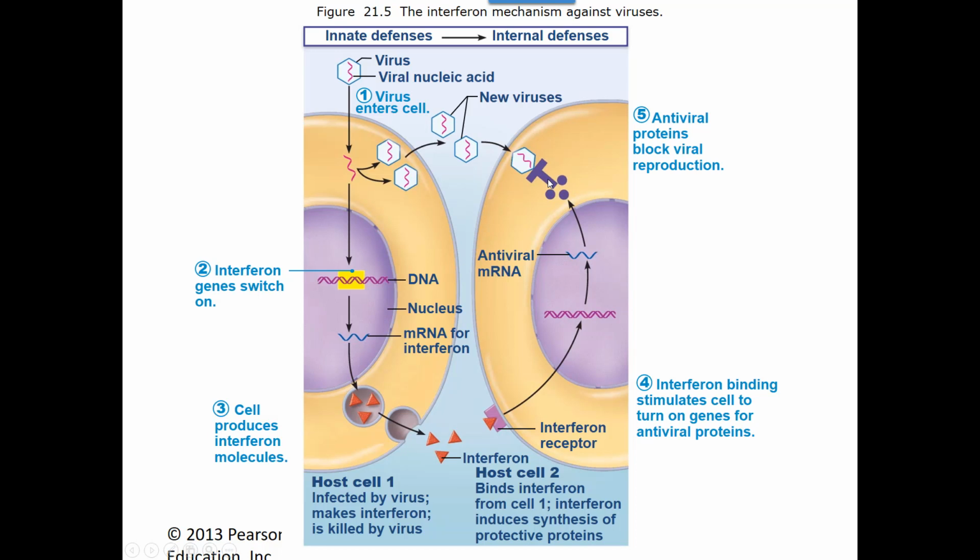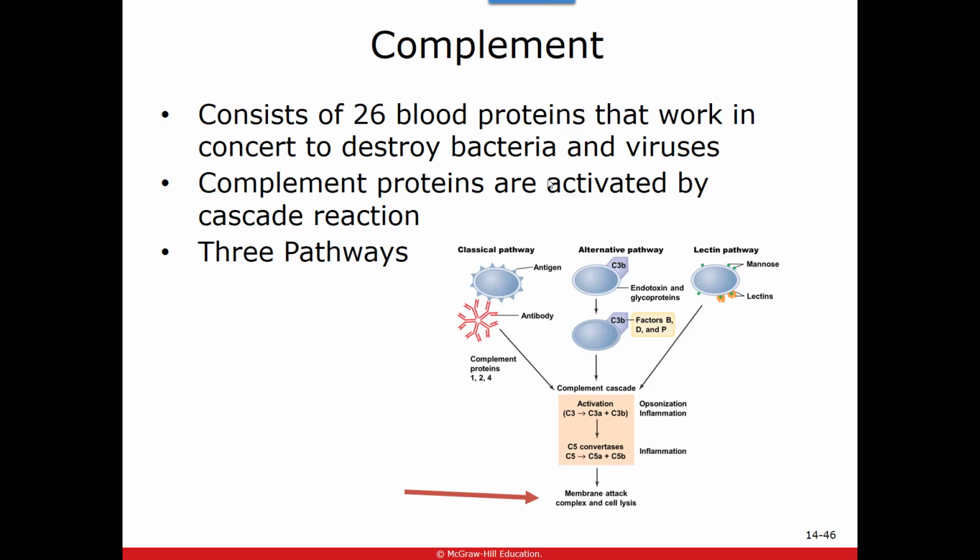Now, complements, these are a whole bunch of different types of blood proteins. They work together. Their job is to destroy bacteria. Their job is to destroy viruses. They're activated usually through a reaction pathway, and there are 3 different pathways to activate them. Now, there are lots of different types of complement proteins. They usually get names like C3b, C5, the C for complement. But there's different ways we can activate it. There's a classical, alternative, and a lectin pathway. I don't care that you know which of the 3 pathways. I really care that you know the end result.